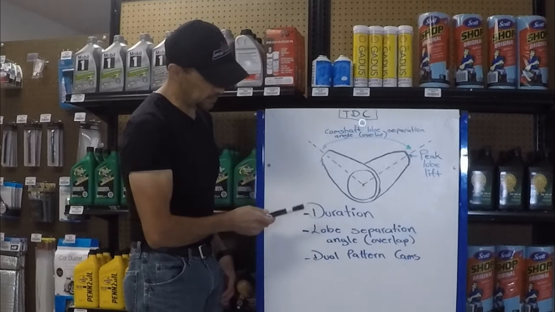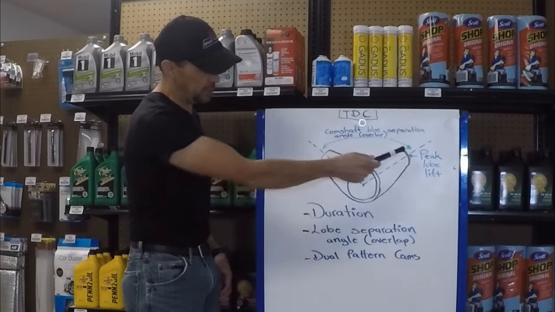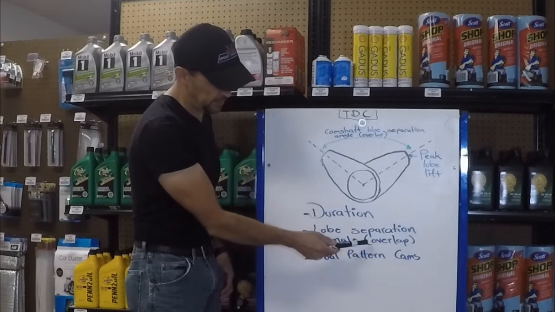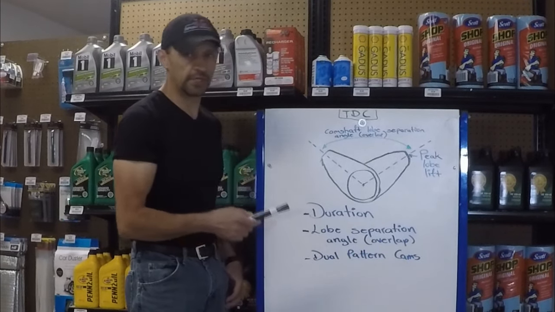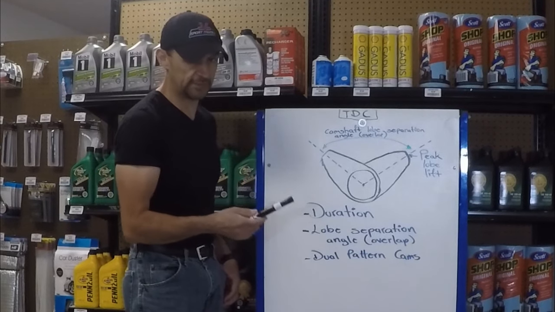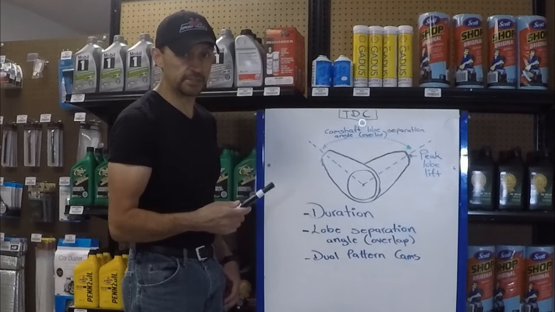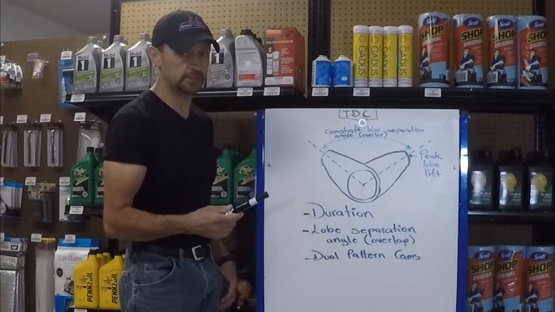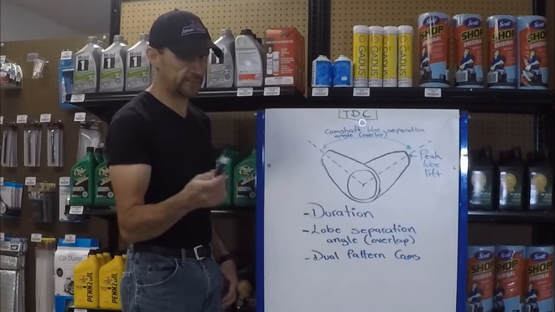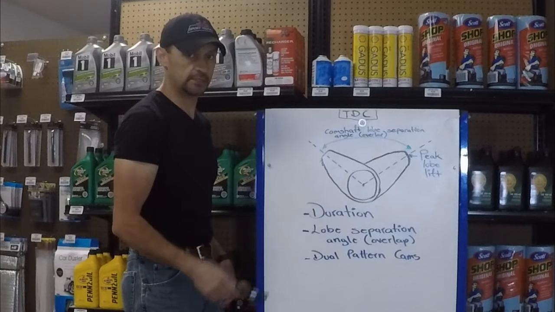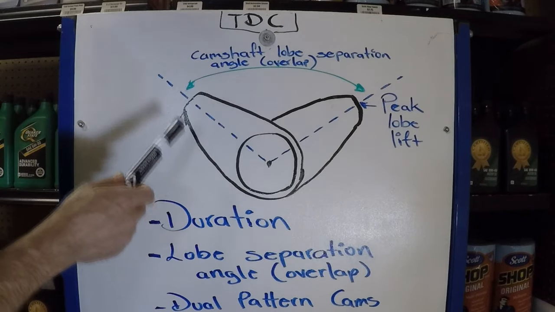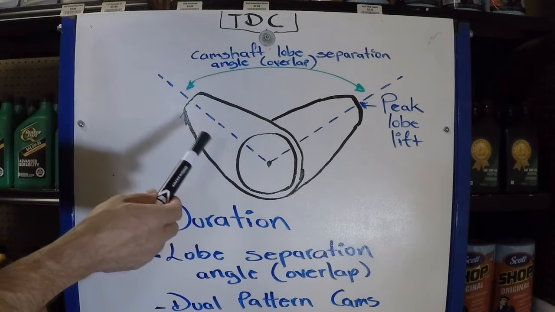We're going to be discussing duration and lobe separation angle, which is usually referred to as overlap. We're going to explain dual pattern camshafts, and we're going to have a couple examples of different camshafts and how their configuration affects the power output of an engine. So to give you a clearer vision, I'm going to bring the camera up close, just like I always do, so you can see this better. So let's get started.